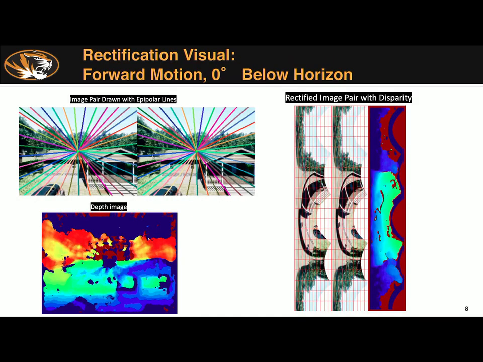So this is an example of that, where we have these two images. I believe this is forward motion, right? So going straight forward and looking straight ahead, not pointed in any direction. We have the two rectified images.